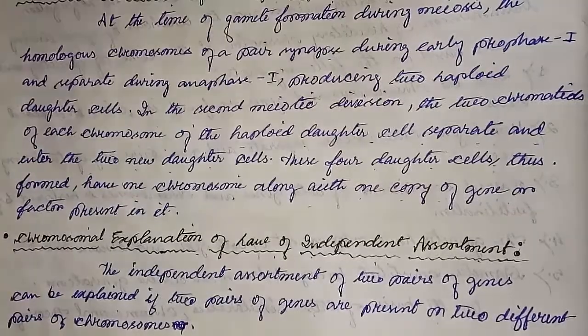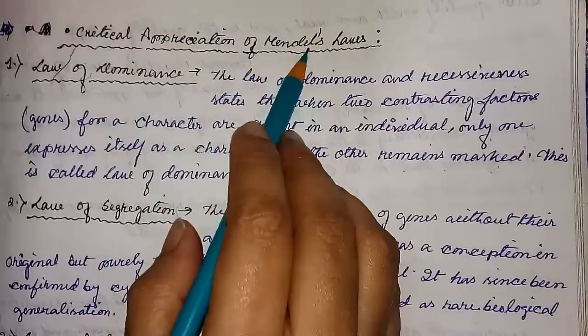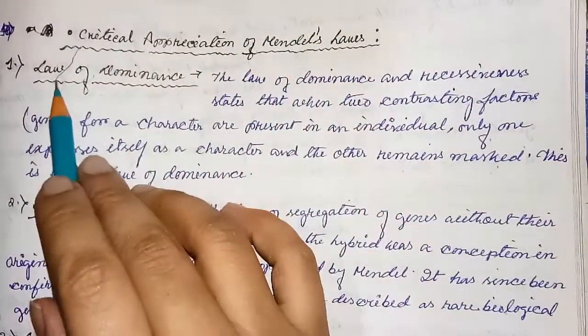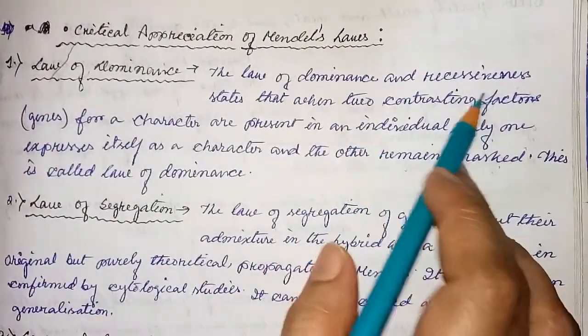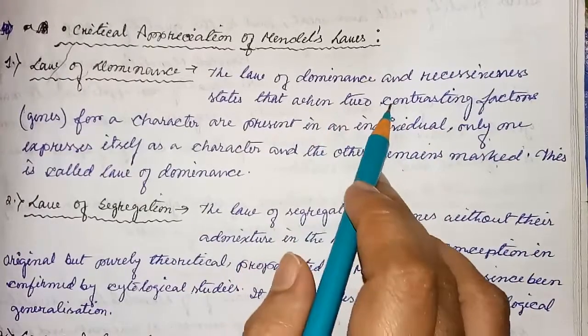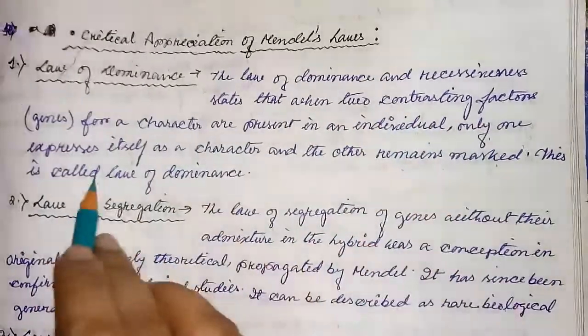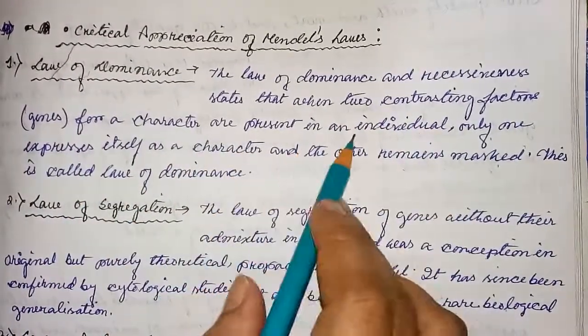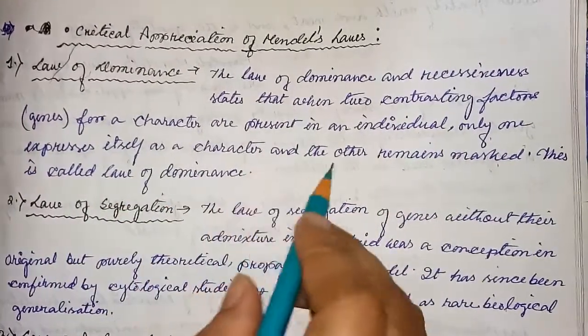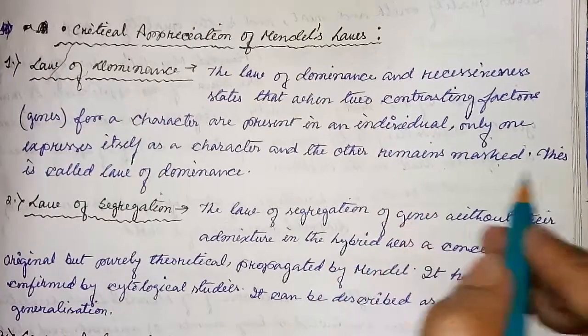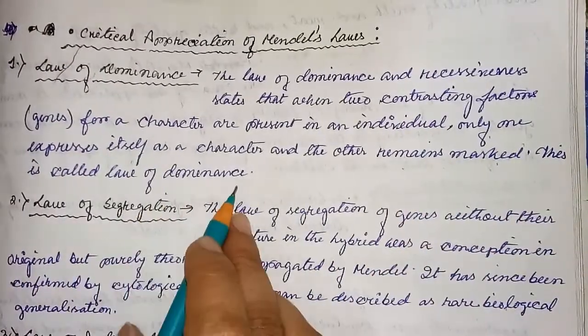Okay. So now, critical appreciation of Mendel's law. First, the law of dominance. The law of dominance and recessiveness states that when two contrasting factors for a character are present in an individual, only one expresses itself as a character and the other one remains masked. This is called the law of dominance.